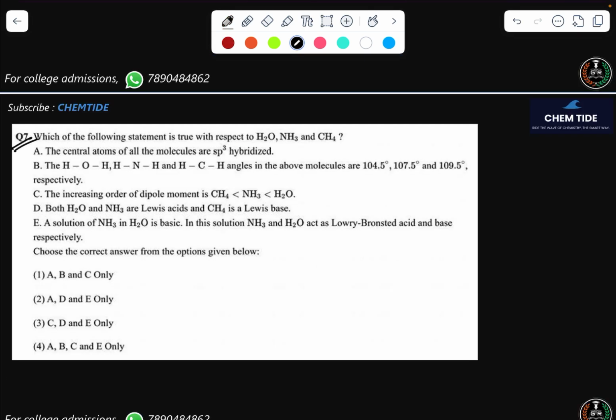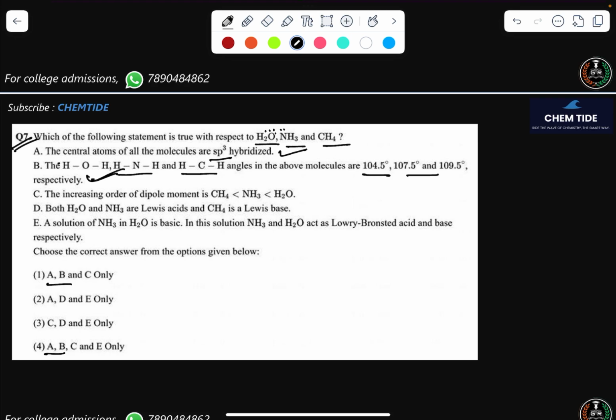Question 7. Which of the following statements is true about H2O, ammonia and CH4? The central atom of all the molecules is sp3, right? H2O has 2 bond pairs and 2 lone pairs. Ammonia has 3 bond pairs, 1 lone pair, and CH4 has 4 bond pairs. All are sp3. This is right only. HOH, HNH and HCH angles are 104, 107, 109. Oh, this is the right one. So A and B both are right. So we have two options, A and B.